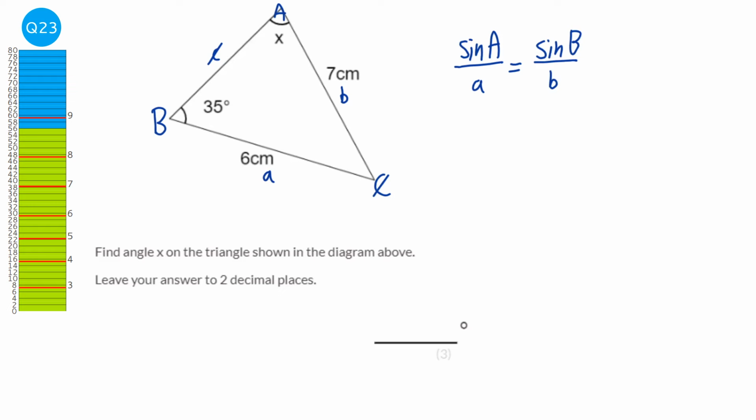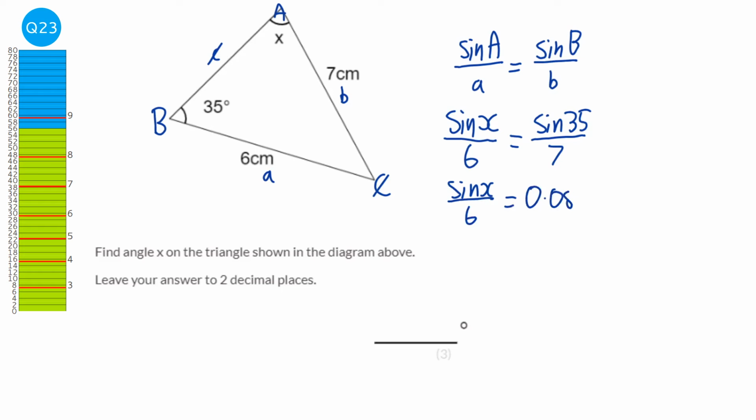Okay, so we're going to fill this in. Sine x over, and then lowercase a is 6, equals sine B, the angle is 35, over lowercase b, which is 7. Okay, we're going to work out what the right hand side is. So that's going to be 0.081 and so on. And then we're going to be solving this.